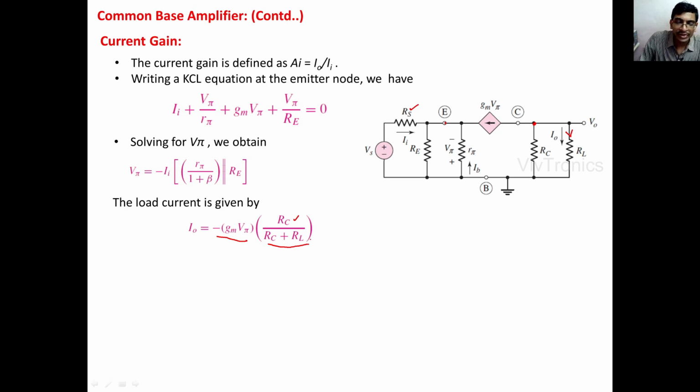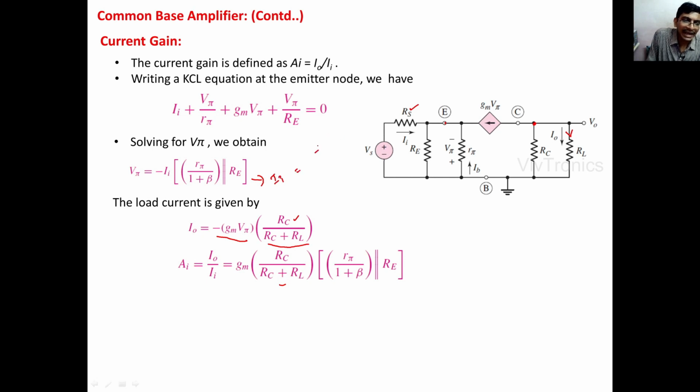Now we are going to get the ratio of output current to the input current. The output current is minus Gm V pi into Rc by Rc plus RL, which was mentioned here, into the Ia current equation. From this we can write the Ia current equation. Ia is equal to minus V pi divided by this entire term, so this R pi divided by 1 plus beta in parallel with Re.